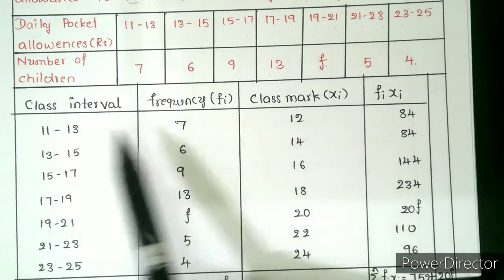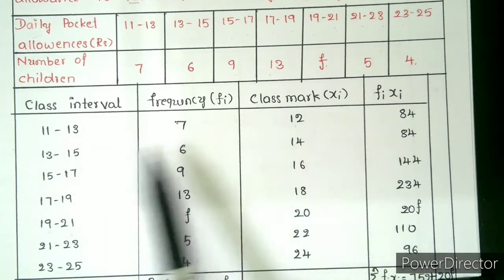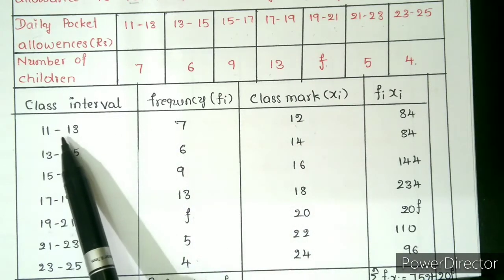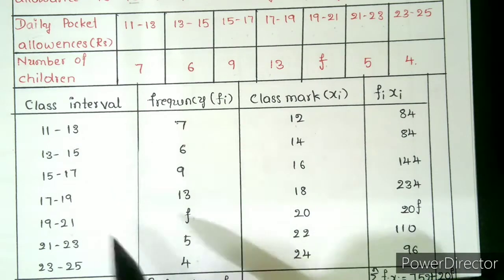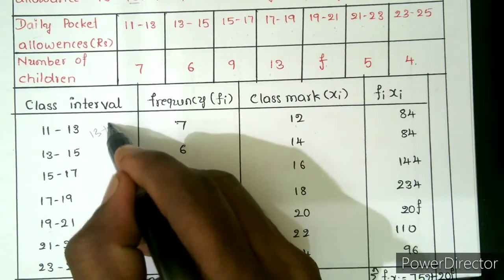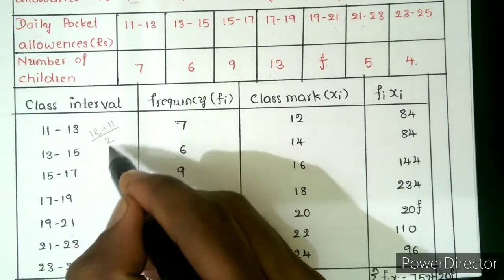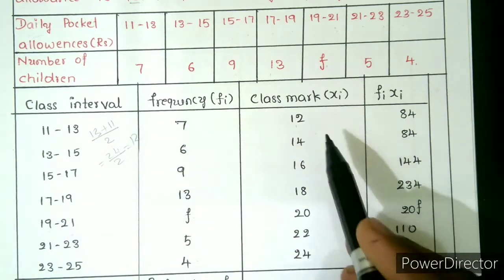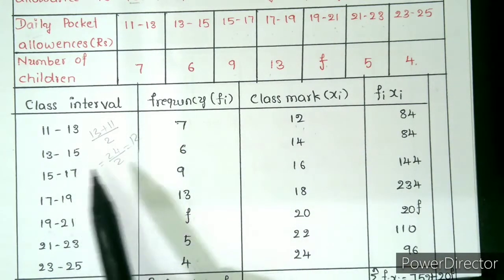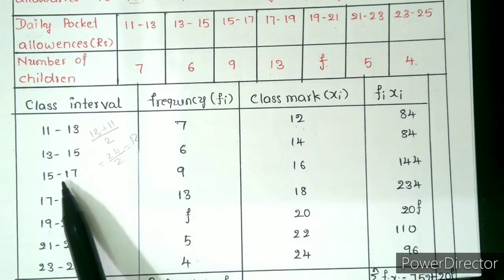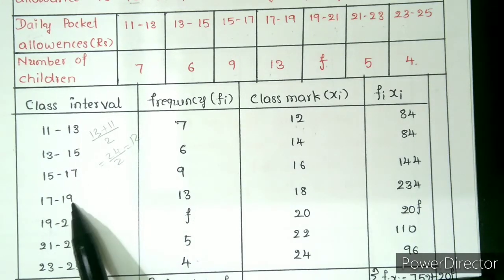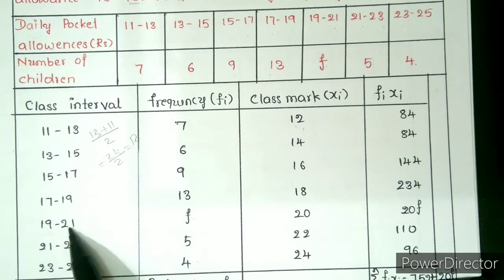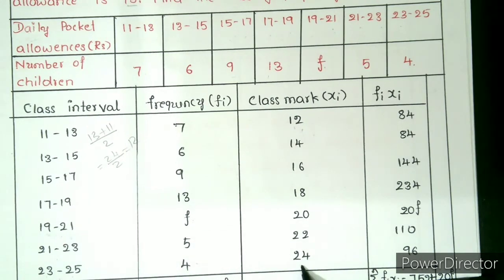So the class mark is the middle of 11 and 13, it is 12, that is 13 plus 11 you get 24 by 2, that is 12. So the middle number is 12, for 13 to 15 the middle number is 14, 15 to 17 the middle number is 16, 17 to 19 you have 18, 19 to 21 you have 20, 21 to 23 you have 22, 23 to 25 you have 24.